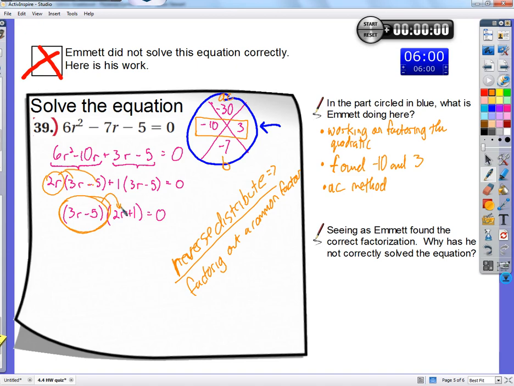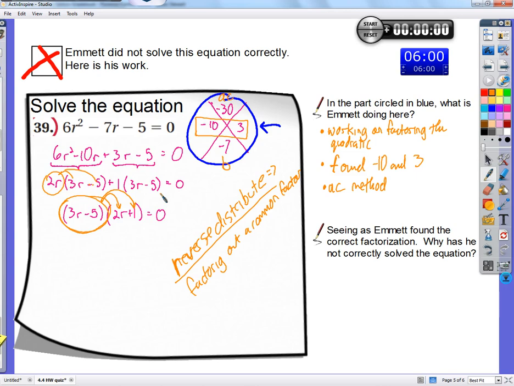What's that going to be? It's just going to be 2R times the parentheses 3R minus 5. Well, that's what we have right there. And if we distribute this over to this 1, then we'll have 1 times 3R minus 5. That's just what's written right there. That's exactly what's going on, or factor that common factor of 3R minus 5.